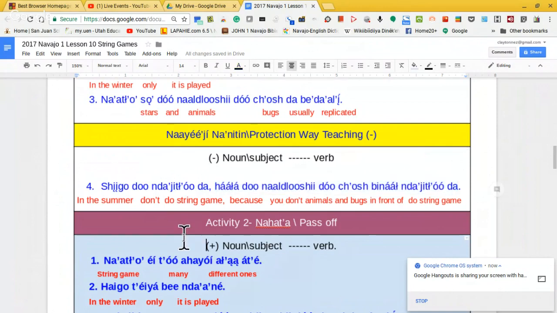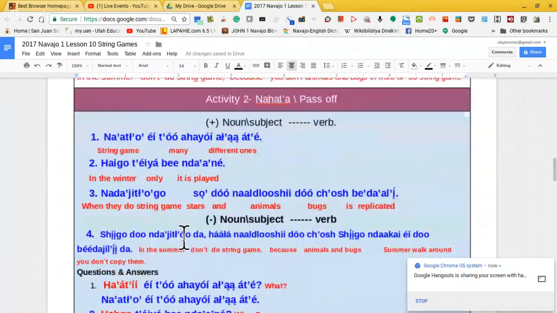Okay, let's go to the pass off real quick. Here's a sentence. Okay, we gotta put the da in there. It makes it plural. Okay, right there. That makes it plural. If it was just it would just be one. But we're talking about many. Next one. Only played in the winter time.